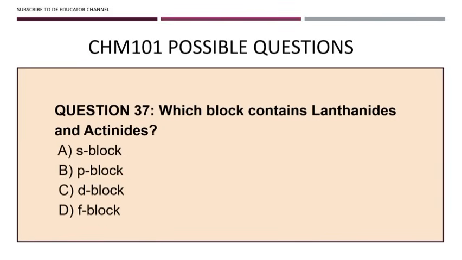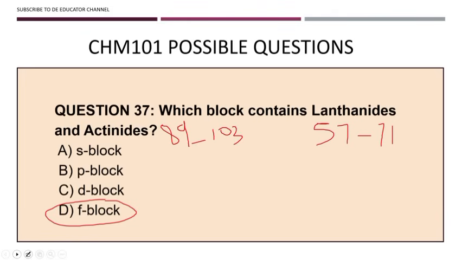The next one we have, which block contains lanthanides and actinides? You should take note, it is the F block, right? And one thing you should take note of is that they are inner transition elements. Lanthanides is from 57 to 71. I'm not sure you will come across something like this, but still put it in mind. Actinides is 89 to 103. All right, so let's move on.